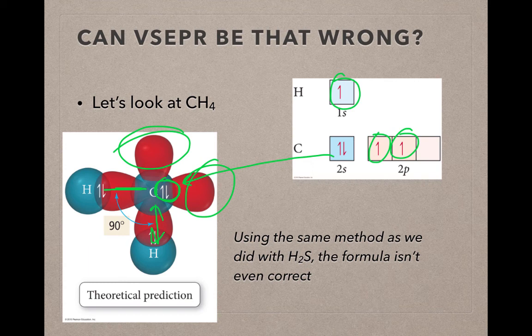So if we use the same method that we did for H2S, we can't even get the right formula for what's formed between carbon and hydrogen. Whereas with VSEPR, we were able to get CH4 just fine. So what's going on here?